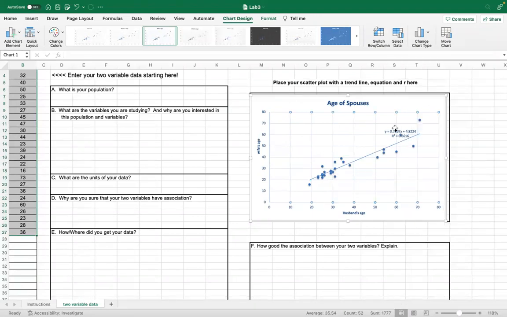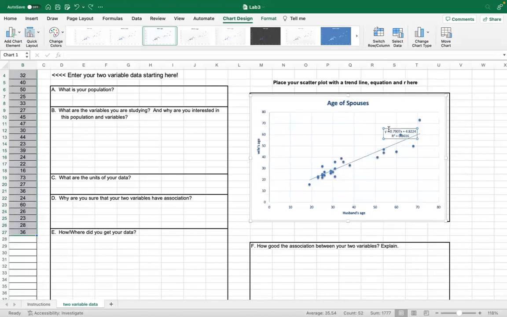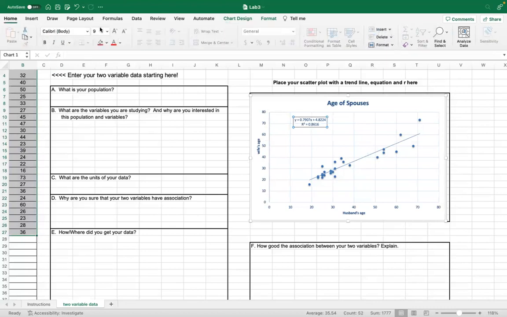If you'd like, you can move this around. I'm going to move my equation. I didn't mean to move that. Fix that. I want to move my equation because I like it better over here, and I want to make it bigger. You do what you want to do to make things pretty. So I have my equation right there of the trend line, and I have my R squared value.